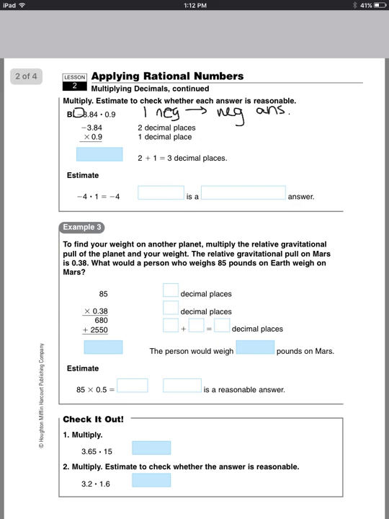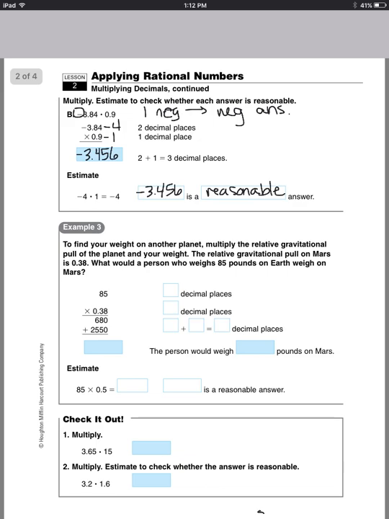And then when we multiply this out, we get negative 3.456. So if we were to estimate to check, negative 3.84 rounds to 4, and 0.9 rounds to 1. And they have 4 times 1 is 4, but the 4 has to be a negative because the negative 3.84 was negative. So negative 3.456 is a reasonable answer.